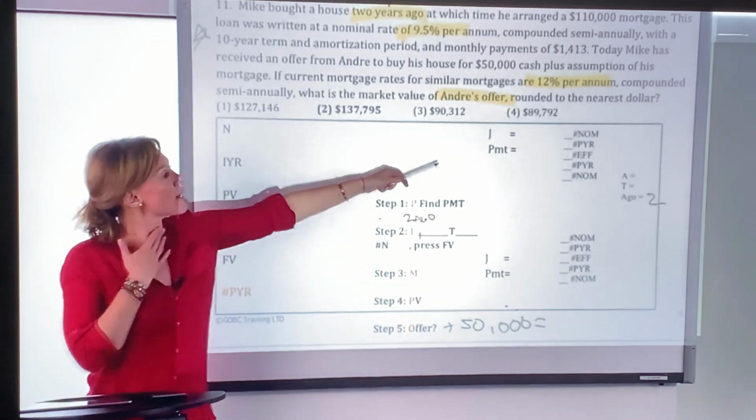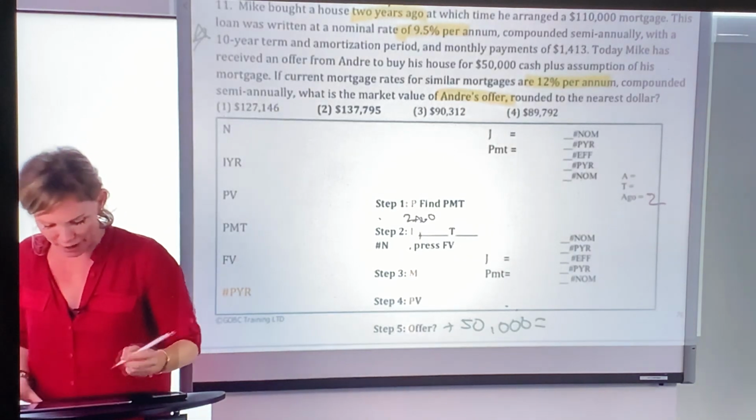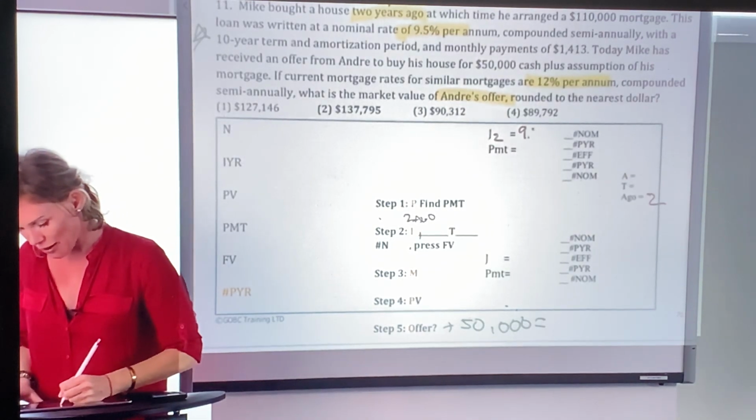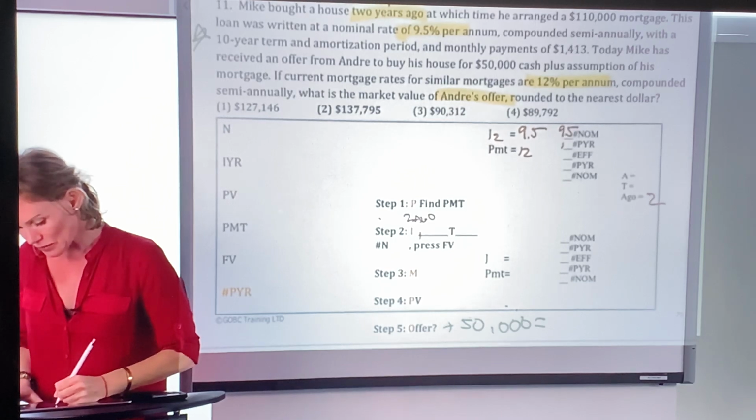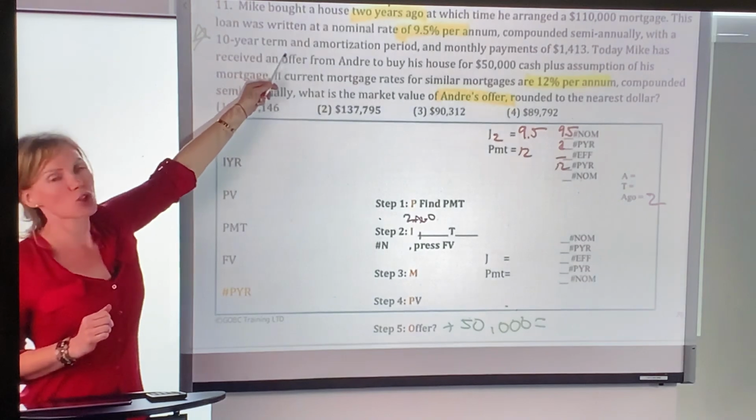Good. Okay, so let's find the payments. Let's pull up the J's. The first one you always use what's given to you as the first number. So 9.5 semi-annually. So J2 9.5. Payments are monthly. Okay. What else do we have? The mortgage is given to you for the 10 years term and amortization.